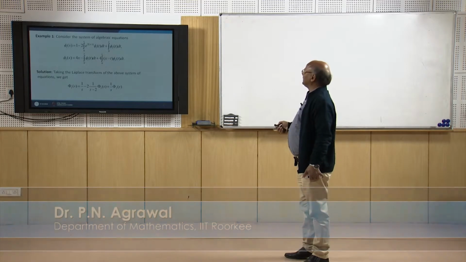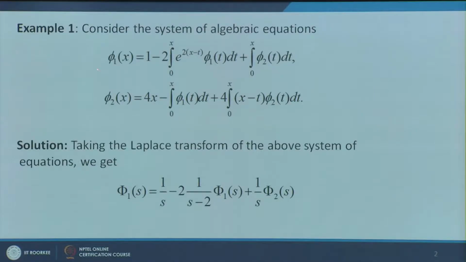Let us consider the system of algebraic equations. Phi 1 x equal to 1 minus 2 times integral 0 to x e to power 2 x minus t phi 1 t dt plus integral 0 to x phi 2 t dt, and then phi 2 x equal to 4 x minus integral 0 to x phi 1 t dt plus 4 times integral 0 to x x minus t phi 2 t dt.